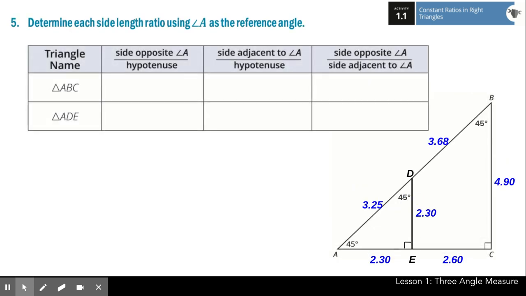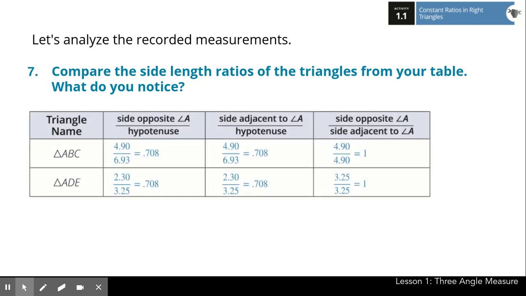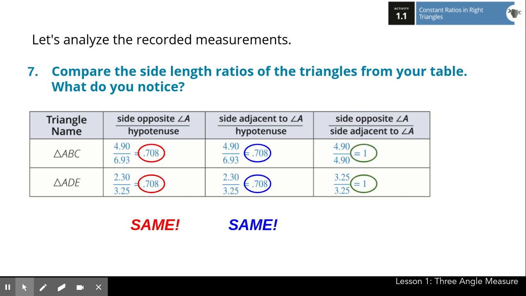So determine each side length ratio using angle A as the reference angle. So we're now putting these into ratios. So I will fill in this table, pause, and then fill your table in as well. So let's analyze the recorded measurements. Compare the side length ratios of the triangles from your table. What do you notice? So look at your table. What are you noticing? Obviously, hopefully we all notice that we've got the same ratios when we have the opposite over hypotenuse, and the same ratios when we have adjacent over hypotenuse, and then the same ratios when we have opposite over adjacent.